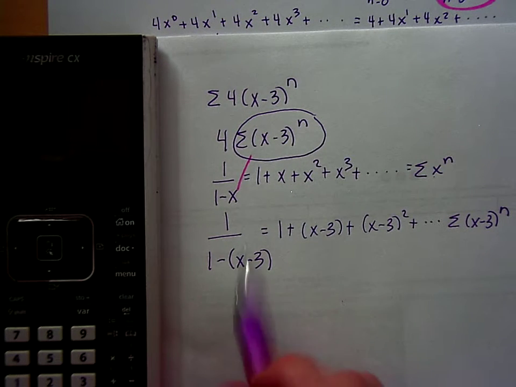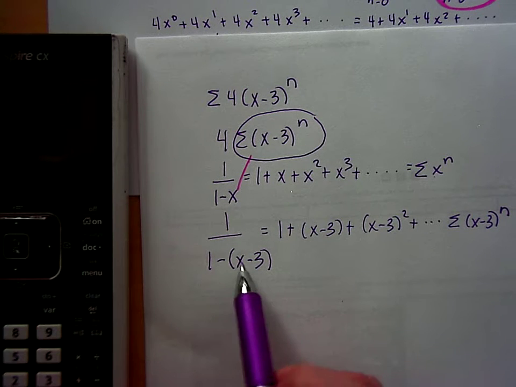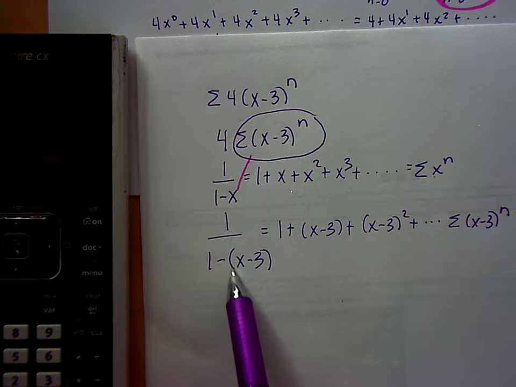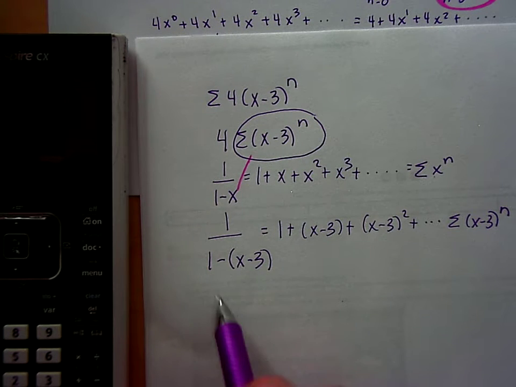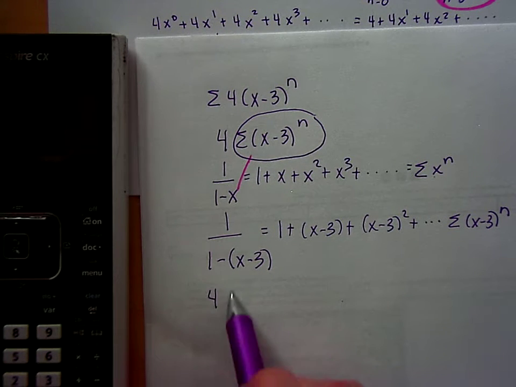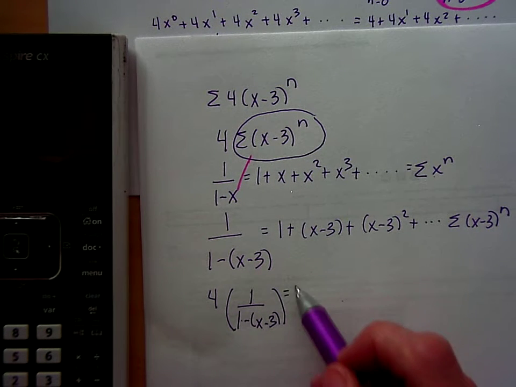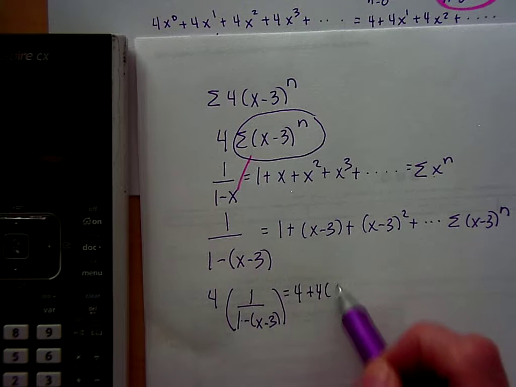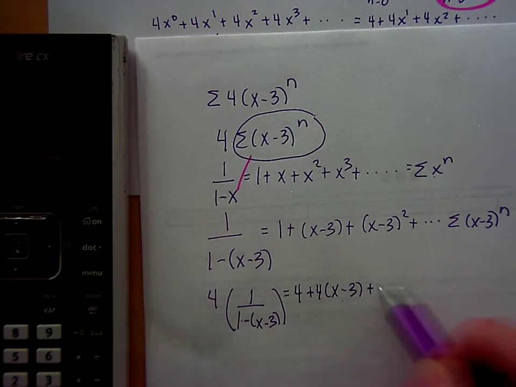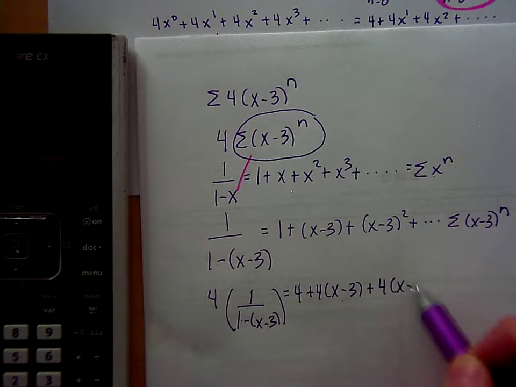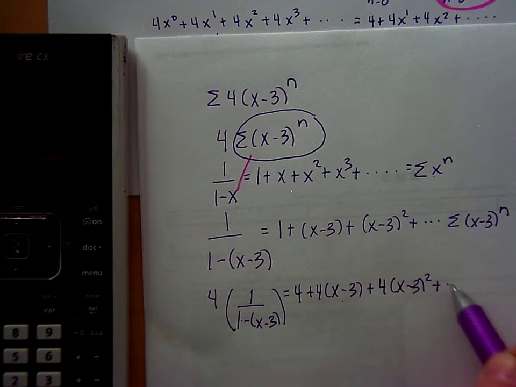So I can simplify a little bit, or I could leave it alone. I'm just going to leave it alone. So then to finally get the series that we're looking for, I take our answer and I multiply it by 4. And that's what we're looking at on the calculator. So I have the equation on the right in F1.